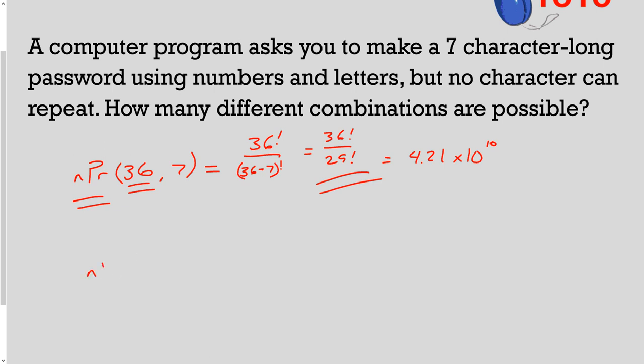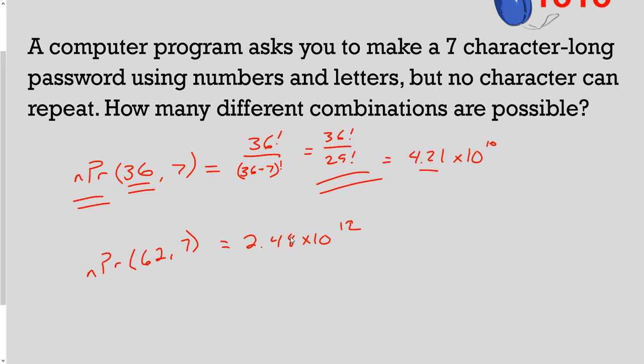Now, if we did it with the capital letters allowed, so there's 26 letters, but then all the capitals make 52, plus the 10 numbers, there are 62 possibilities. If we do it that way, now let me punch this in real quick. The number of passwords is going to go up significantly. Now if I do it this way, I'm going to have 2.48 times 10 to the 12th.